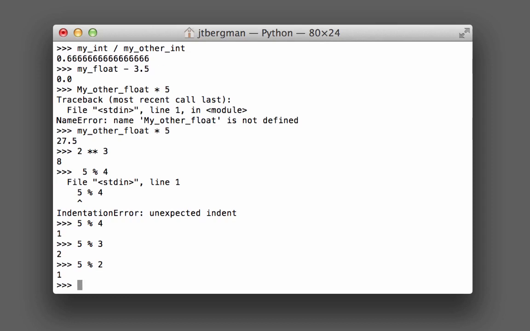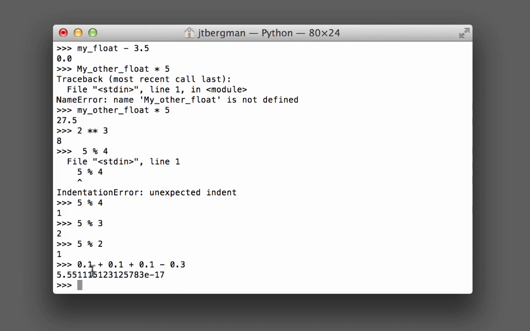The modulo operator can be useful if we want to determine if a number is a factor or if a number is even. One last thing I want to show you is that sometimes floats don't behave the way we would expect. For example, 0.1 plus 0.1 plus 0.1 minus 0.3. As you can see, we don't get 0, but we get very close to 0. And this is partially because of the way the computer handles memory. And so don't be surprised when using floats if you aren't getting the exact value you expect.